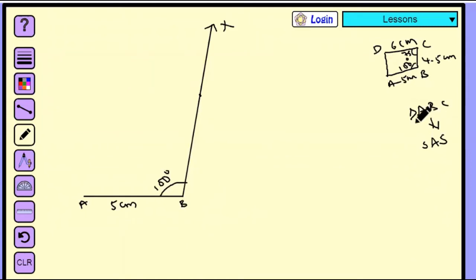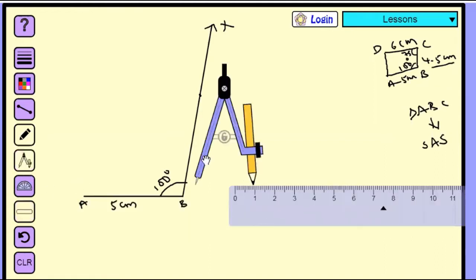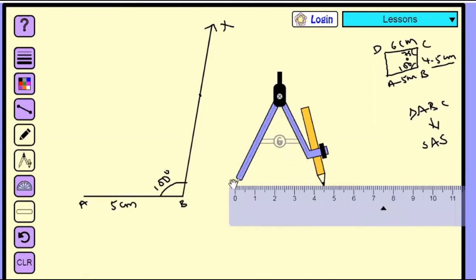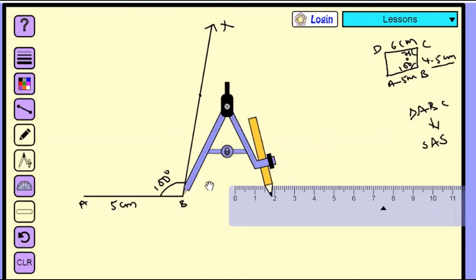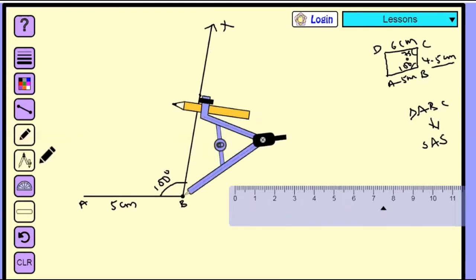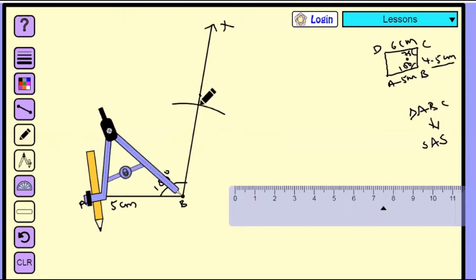And to complete the triangle ABC, we need to locate the point C on this ray BX. We know the length of BC is 4.5 centimeters. So now take the compass and set the compass radius as 4.5 centimeters with the help of the ruler. Now with B as the center, draw an arc which cuts the ray at point C. Now here we are getting the point C. So now write on BC the length 4.5 centimeters.